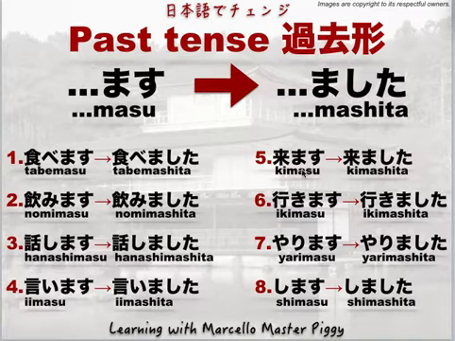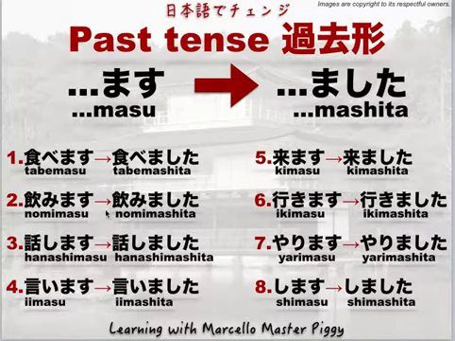Kimasu, which is the kuru verb, to come, becomes kimashita. Ikimasu is to go, iku, and ikimasu becomes ikimashita. Yarimasu means to do something, and becomes yarimashita. And shimasu is also to do something and becomes shimashita. Okay, and that's it, guys.